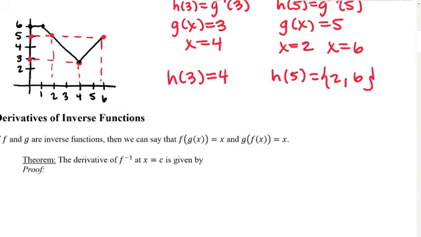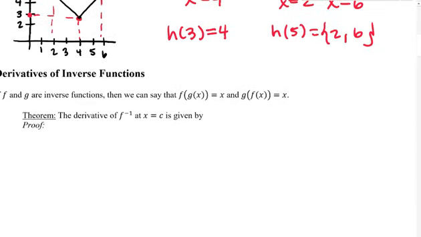The next thing: how to take the derivative of an inverse function. Well, if f and g are inverse functions, then we can say that f of g of x equals x and g of f of x equals x. Sometimes that's how they'll hint to you in the statement of a problem that they're actually talking about inverse functions. So we need to know that fact. And so the derivative of f inverse at x equals c is given by f inverse prime equals 1 over f prime of f inverse. Probably the best way to remember that is that f inverse is an x value.